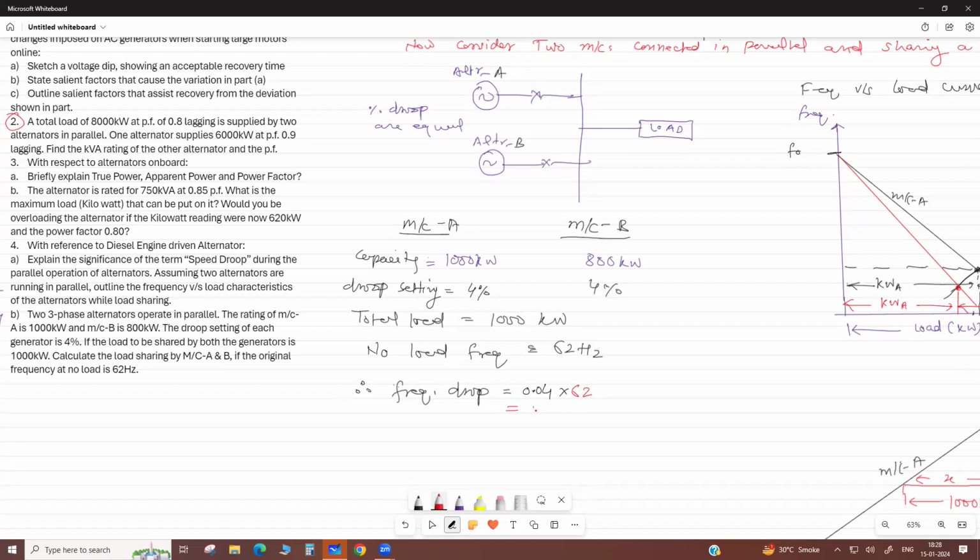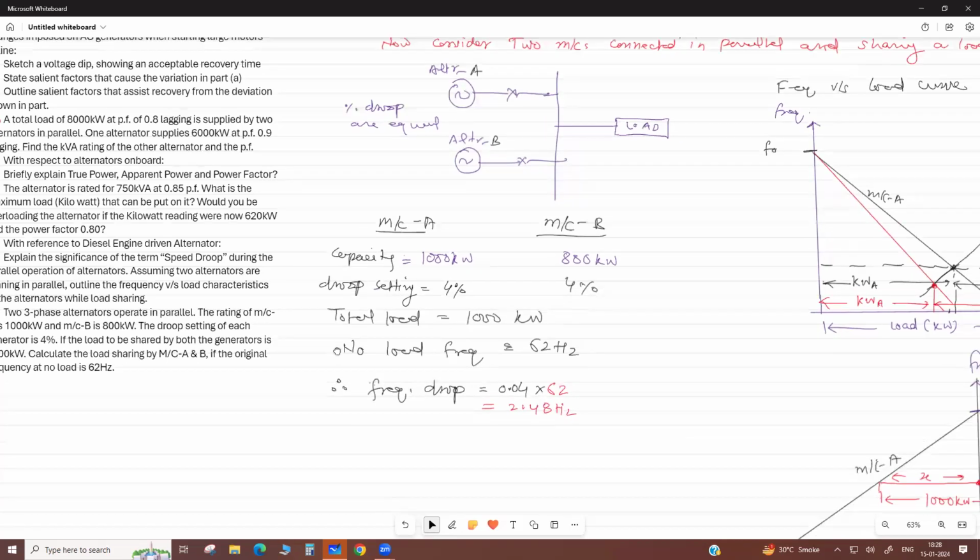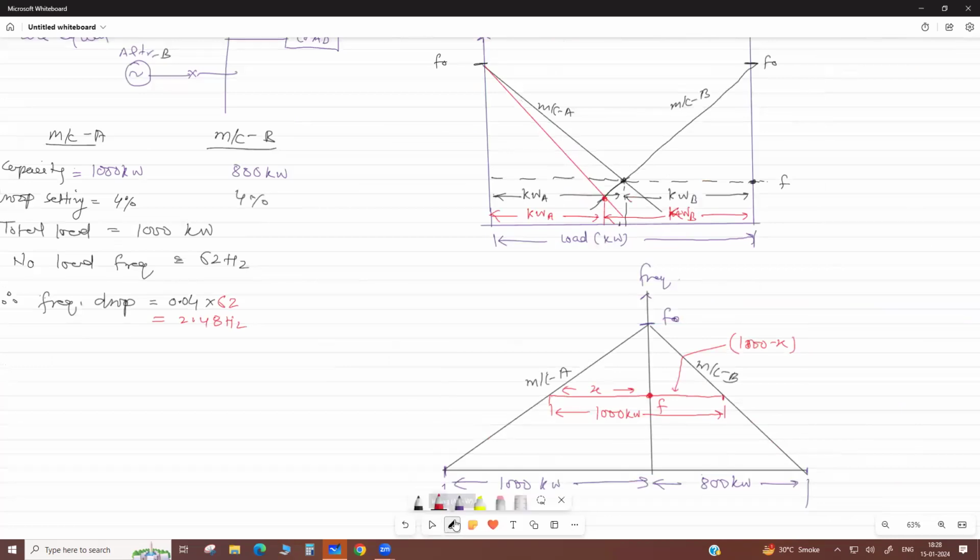It is 2.48 hertz. So what is the full load drop? It means, suppose the no load frequency is 62 hertz here. Then if they share a full capacity of 1000 kilowatt, what is the frequency here? Total, this drop, from here to here, is 2.48 hertz. This is the drop from here to here. Then what is this? It is 62 minus 2.48.